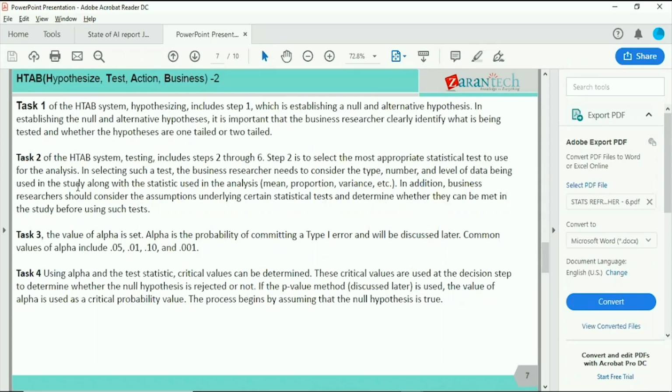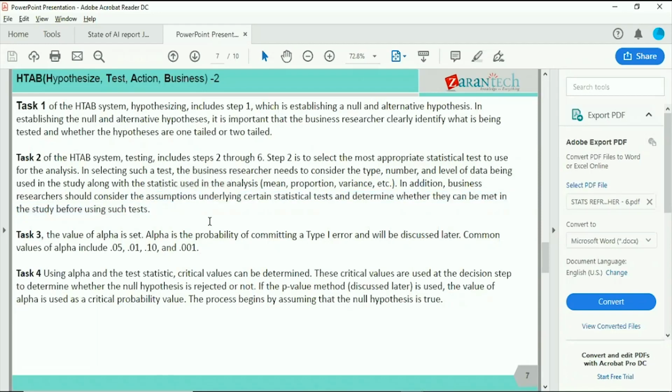And then you will identify what you want to analyze, the measurement of central tendency, whether it is mean, proportion, population variance, or what it is. In addition, business researchers should consider the assumptions underlying certain statistical tests and determine whether they can be met in the study before using such tests.